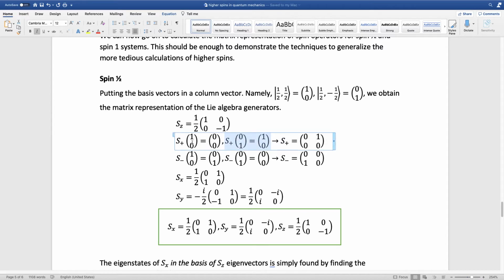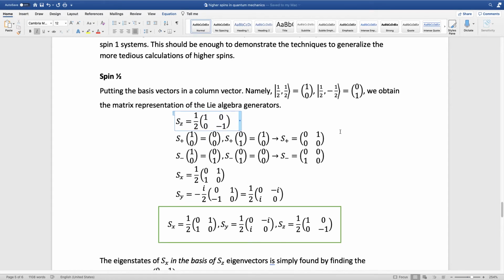Hence, if we take a look at these two, we arrive at the following matrix representation of the raising operator. Remember that this is dependent on the basis. And what basis have we chosen? We have chosen the basis of eigenstates of the spin z operator, clearly seen here by the diagonal matrix of the spin z operator. So if we chose something else as the basis, then it will change.